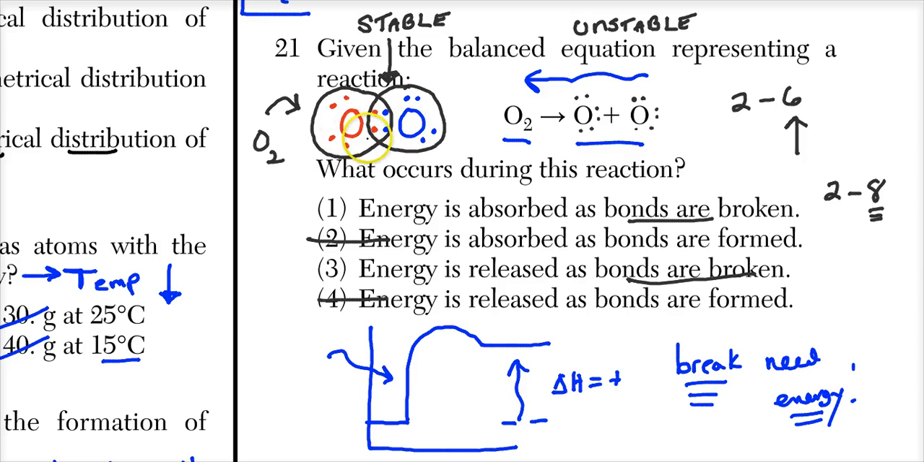So clearly we're going from stable to unstable. Stable is low energy. Unstable means that high energy is going to do something, and to go from low energy to high, you have to absorb. So clearly energy is absorbed, as you need the energy to break this low energy scenario up into unstable high energy atoms. Anytime you break a bond, energy is absorbed. So number 21 is 1.